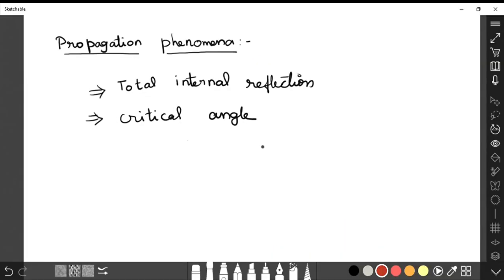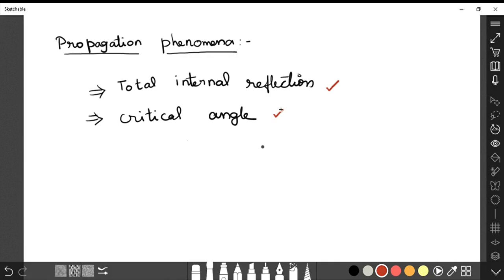Dear students, in the previous video, I explained the construction part of the optical fiber. In that also, I explained how the light ray is passing inside the optical fiber. The principle is total internal reflection. And to understand total internal reflection, first we must know about critical angle. So that concept only we are going to discuss in this video.